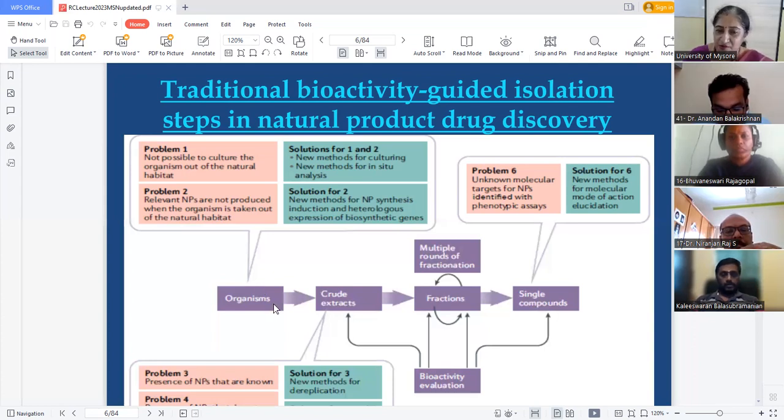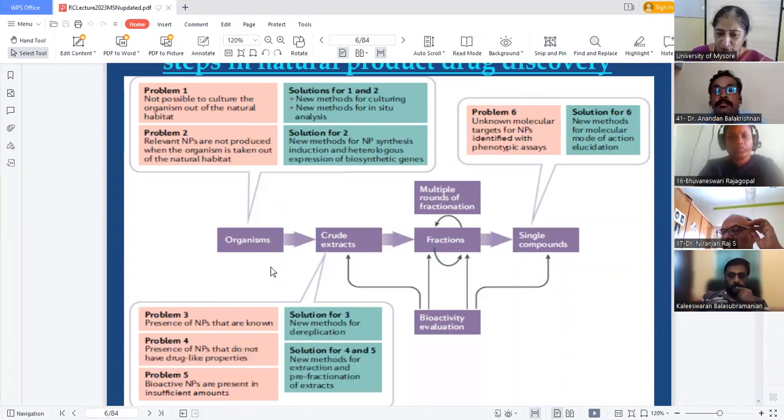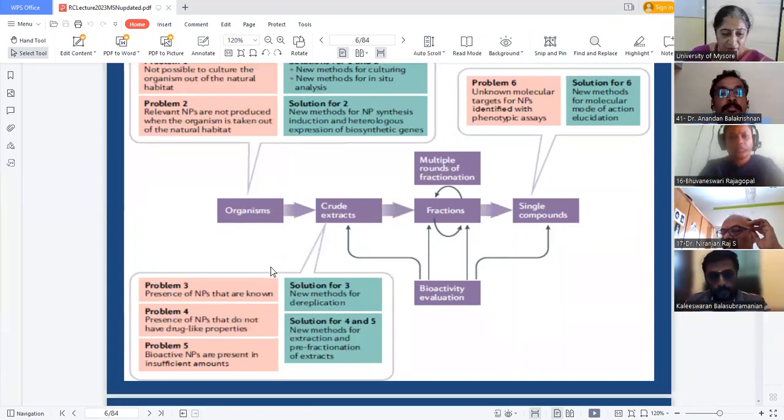All of them are producers of metabolites. So you need to ferment them, isolate them, ferment them. Then there are multiple rounds of fractionation steps in order to obtain the single compounds. Otherwise, when you obtain compounds or stages of fractionation, you need to evaluate the bioactivity.